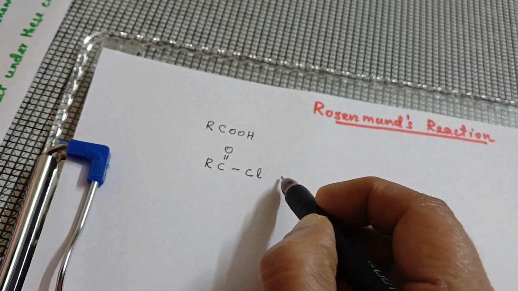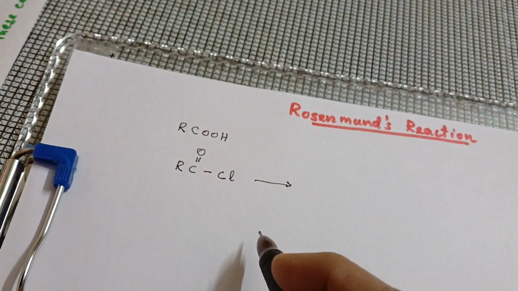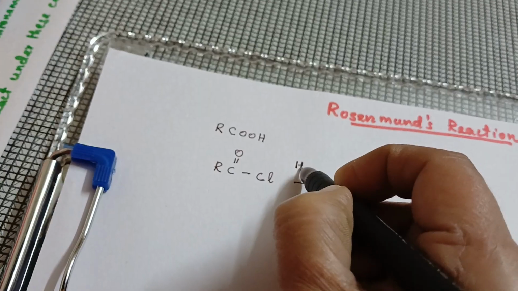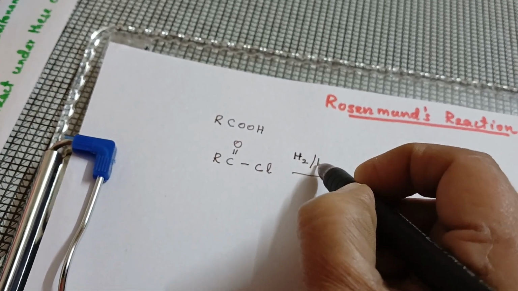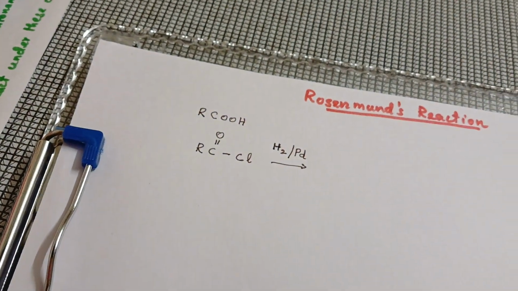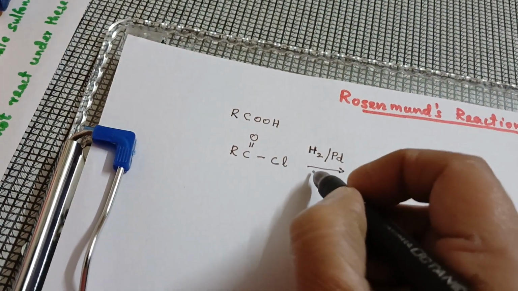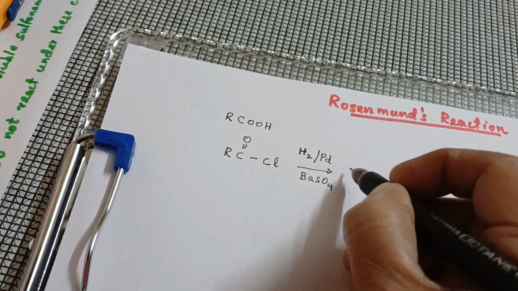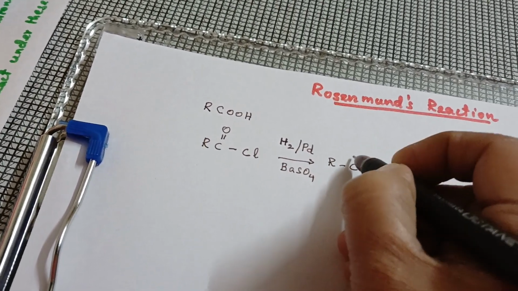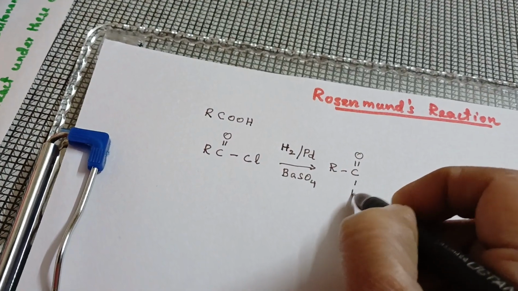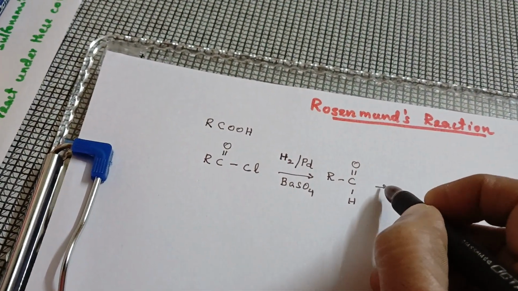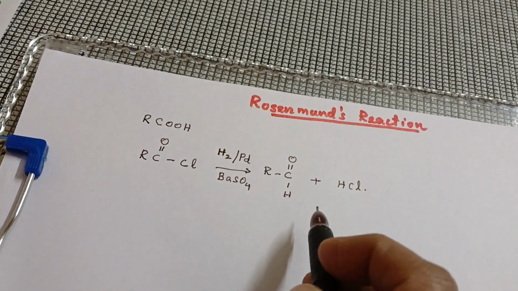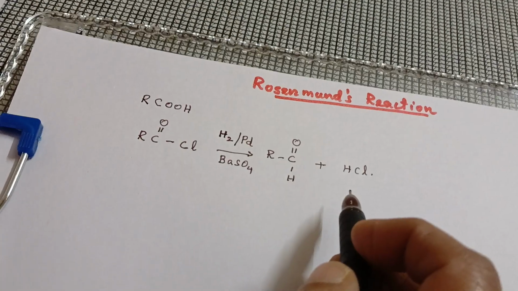So this, on addition of hydrogen, addition of hydrogen takes place in the presence of a catalyst, which is palladium, in the presence of barium sulfate. You get RC double bond O, hydrogen is added here and HCl is removed. So this is Rosenmund's reduction.